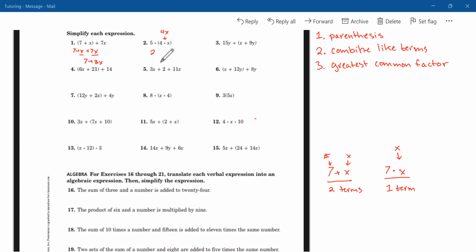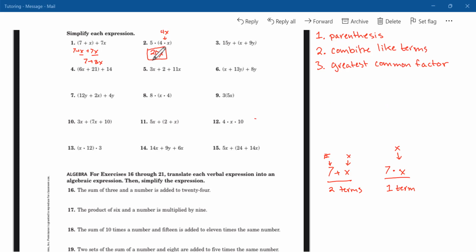In other words, 20x. Because that's the same thing as saying 4x 5 times, or 4x plus 4x plus 4x plus 4x plus 4x. And if you add all these 4s, then you would come up with 20. Since there is only one term, we cannot combine like terms, and we cannot find the greatest common factor. So this is our final answer.